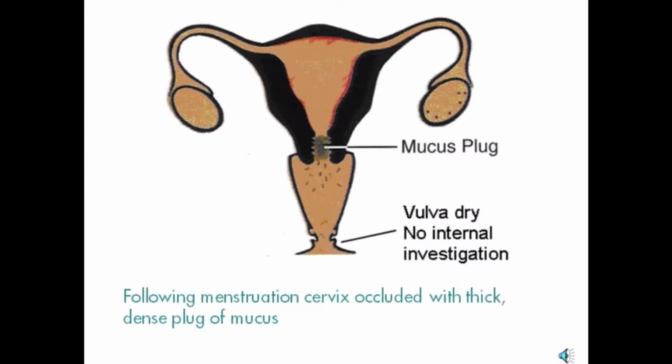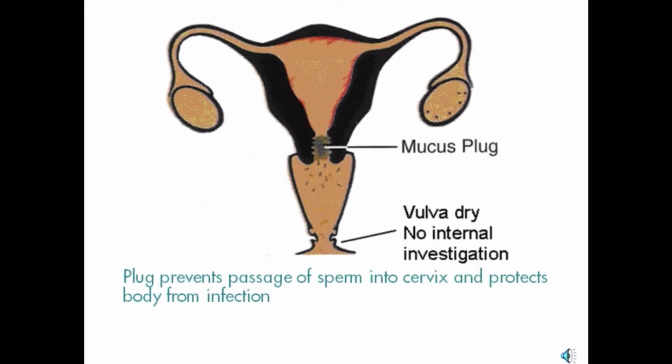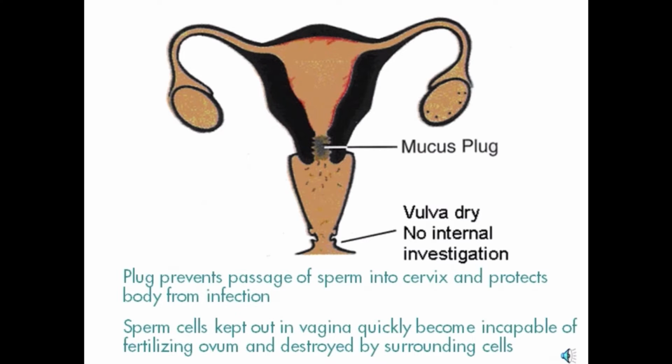In most cycles following menstruation, a dense plug will form in the cervix. The woman will notice an absence of mucus. This plug is impenetrable to sperm and also protects the reproductive system against infection. The sperm cells die off quickly. The couple is infertile.